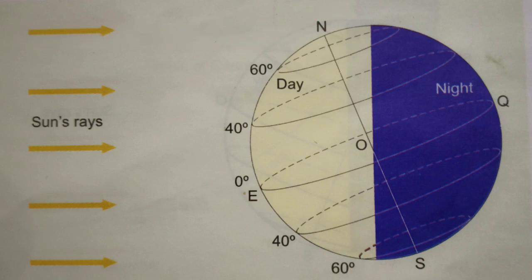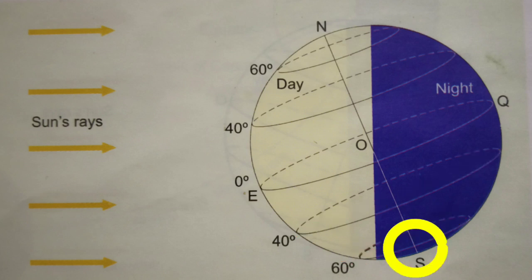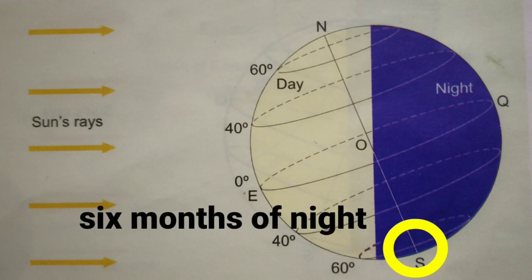In the southern hemisphere, the situation is just the opposite. As one moves from the equator to the South Pole, days become shorter and nights longer during this half of the year. The area around the South Pole is in darkness. In other words, places near the South Pole have 6 months of darkness.